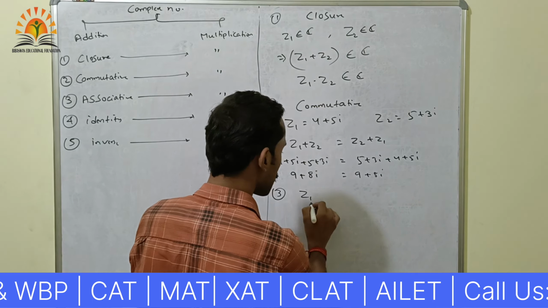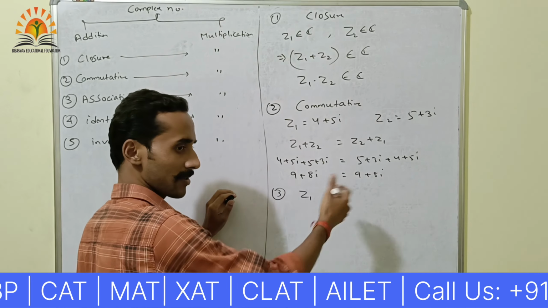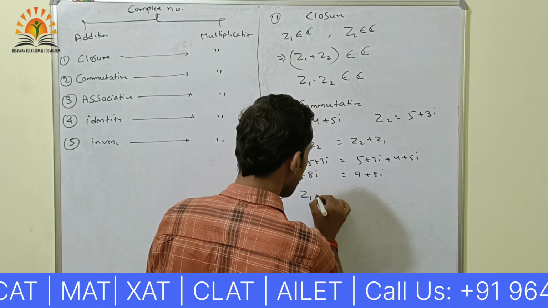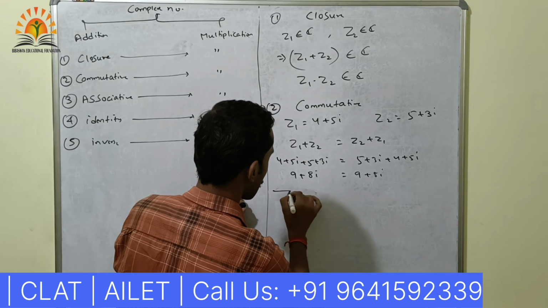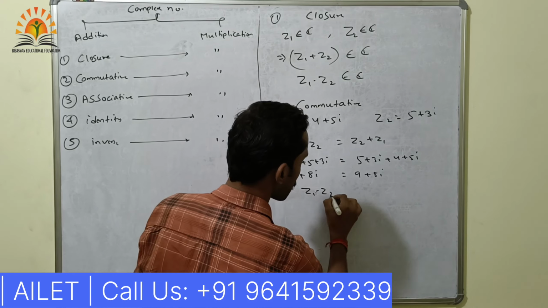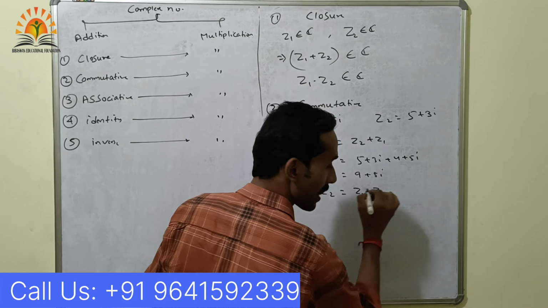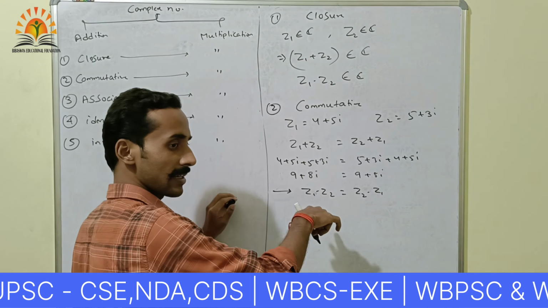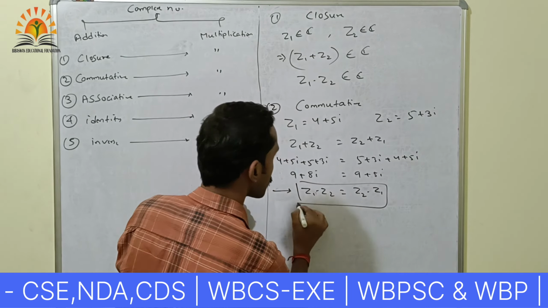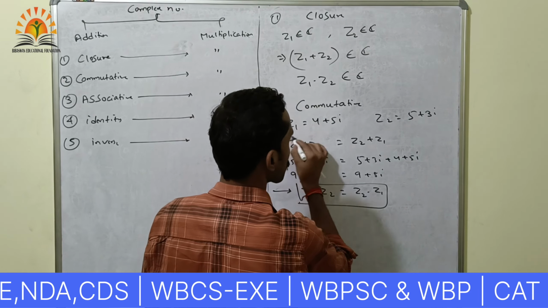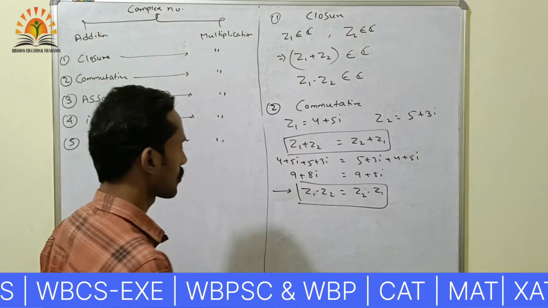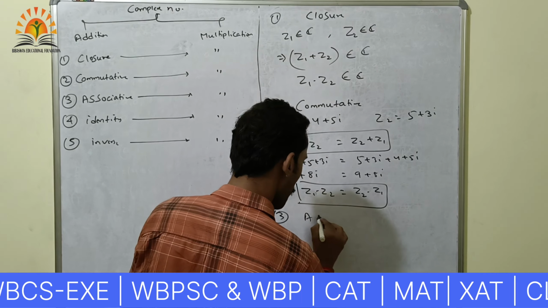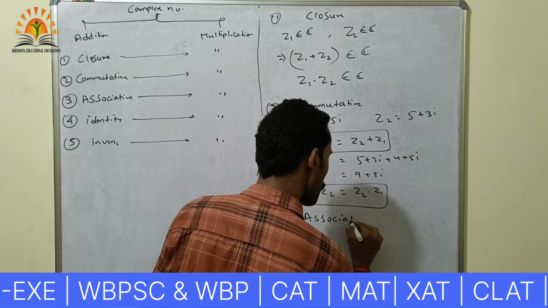We cannot describe this property at length because it is very easy. Z1 multiplied by Z2 is equal to Z2 multiplied by Z1. It is also applicable in multiplication, but not in subtraction. Understood?